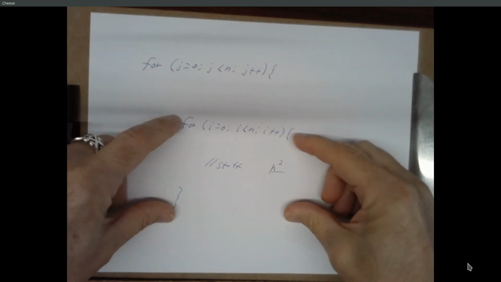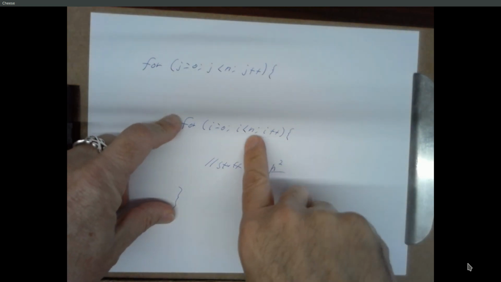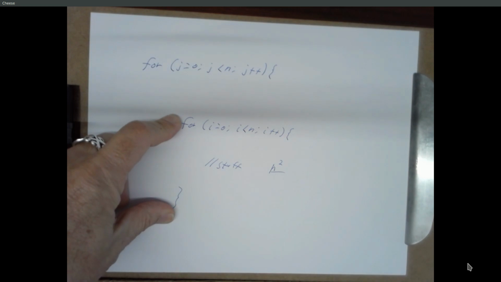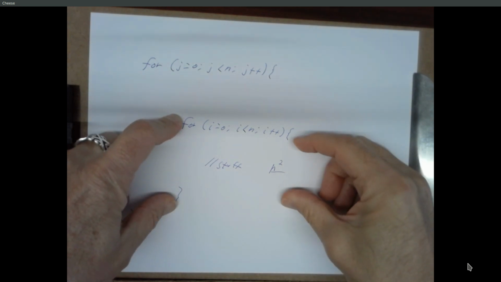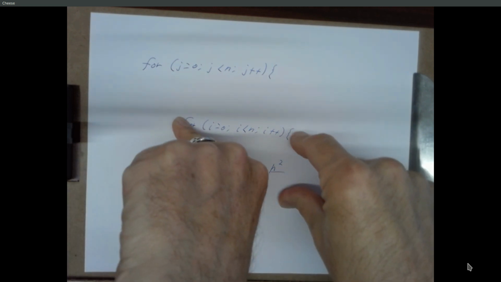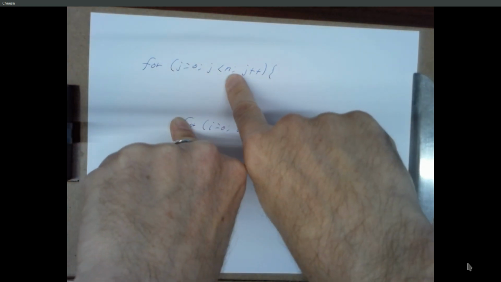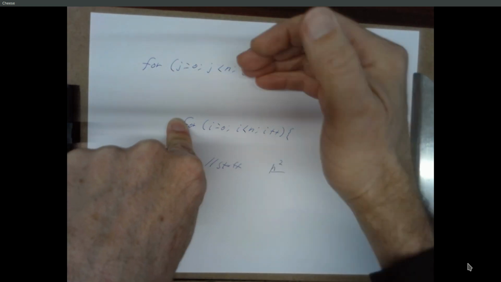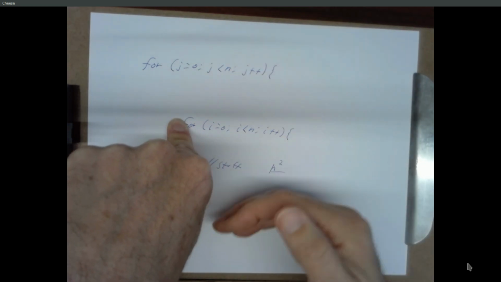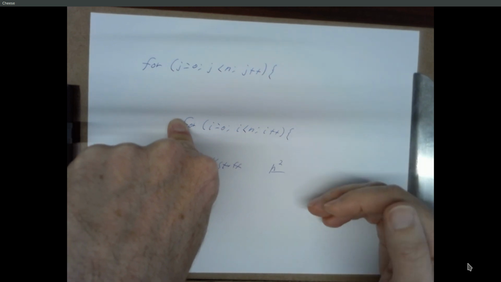Because this inner loop, we're going to execute stuff n times, right? Assuming nothing exits or returns partway through. This loop right here, we're going to execute stuff n times, and we're going to do this loop n times. So first time we do n stuffs, second time we do another n stuffs, third time we do another n stuffs. After n times we've done n stuffs n times, that's n squared.